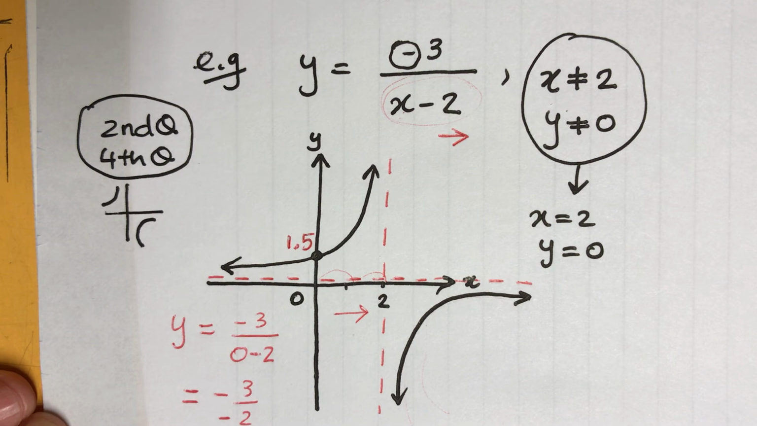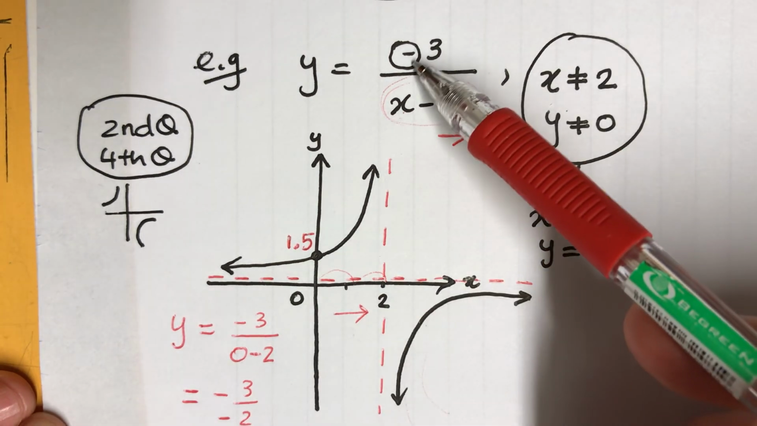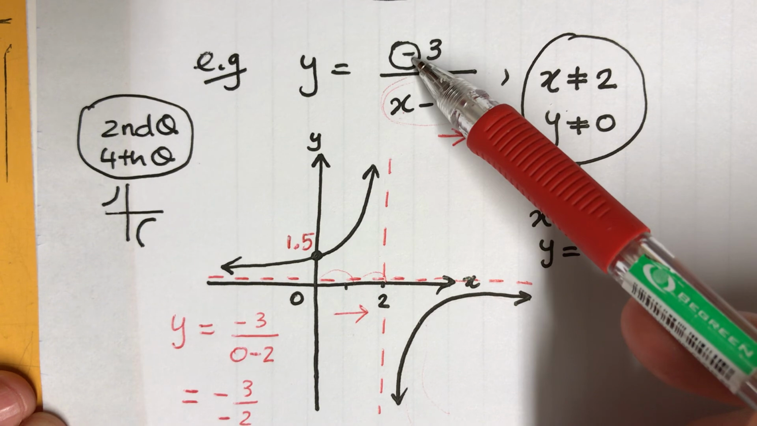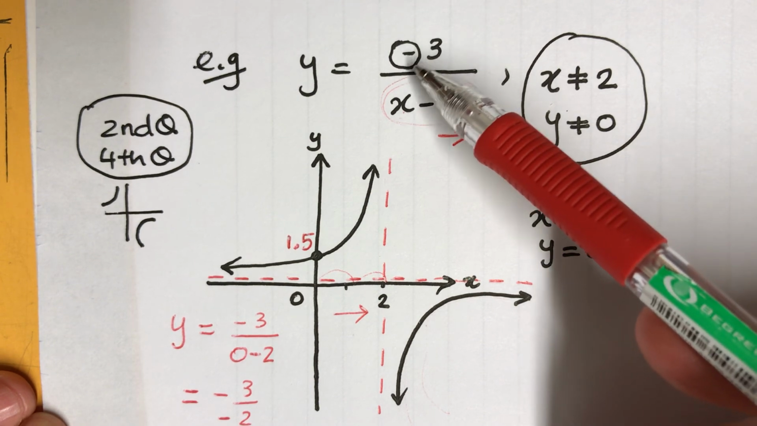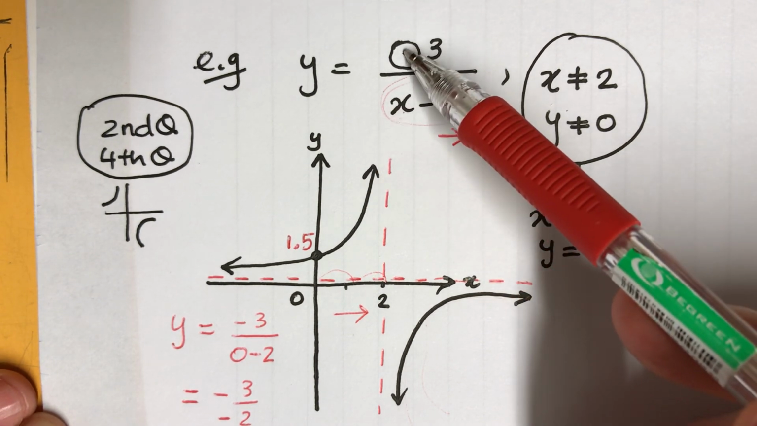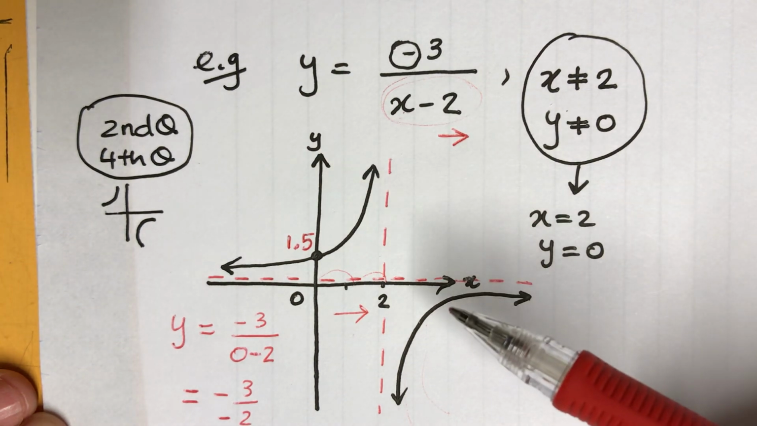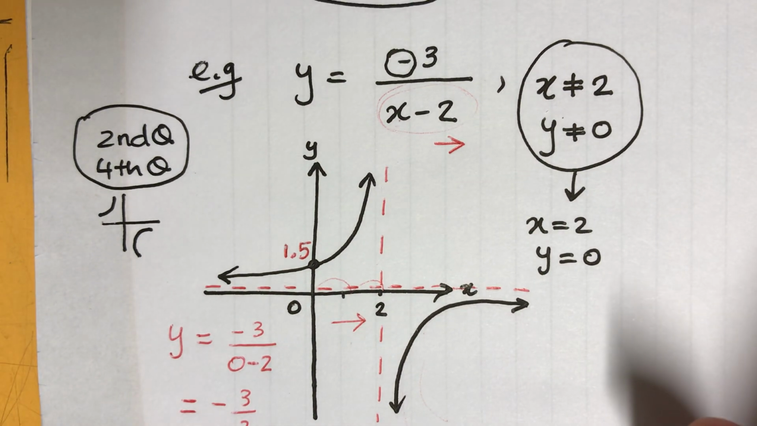That's what happens. And also you have to consider whether it's negative or positive here. If it's positive, it's the first and third quadrant. If it's negative, it'll be the second and fourth quadrant. Okay, thank you, and you may start exercise 8, 10.